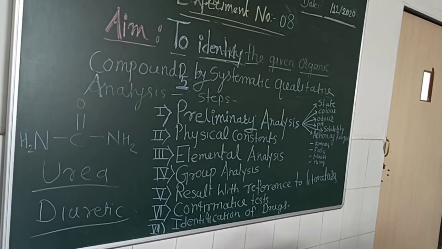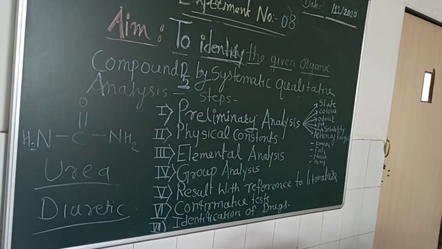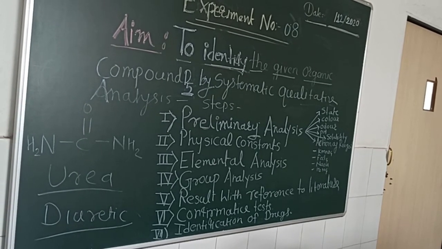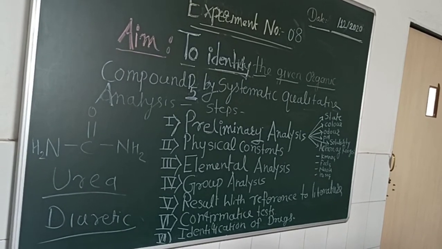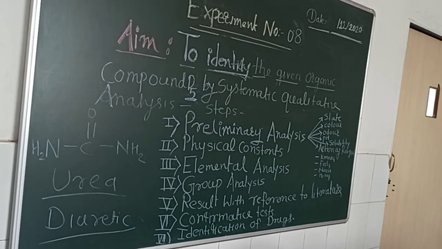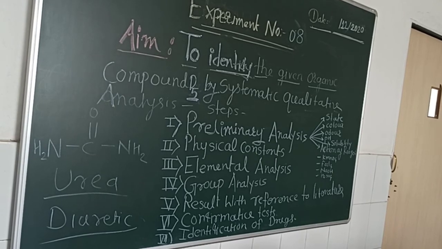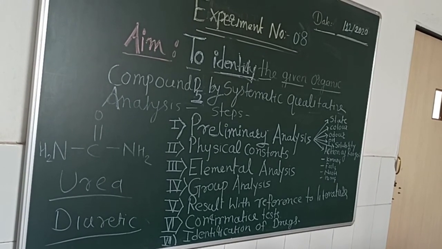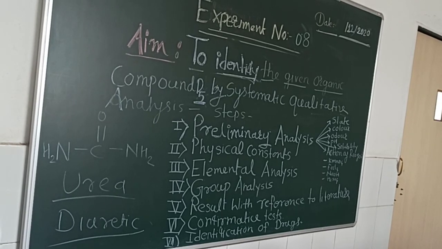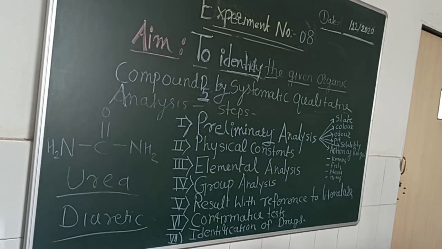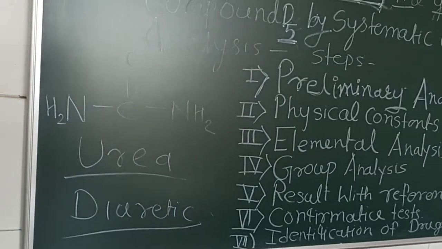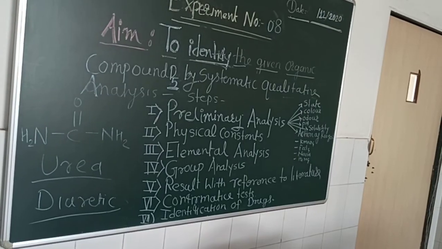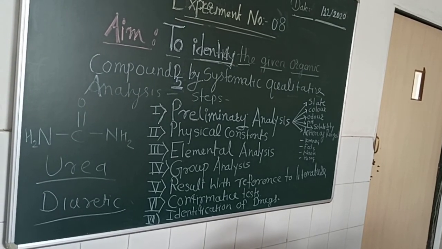So today's compound D5 had a melting point of 130 degrees Celsius. Then carbon, hydrogen, oxygen, nitrogen elements are present. Then it contains amide as a functional group and therefore, with reference to the literature, the organic compound is found to be urea. See the structure of urea, it is used as a diuretic. So the compound D5 was found to be urea.